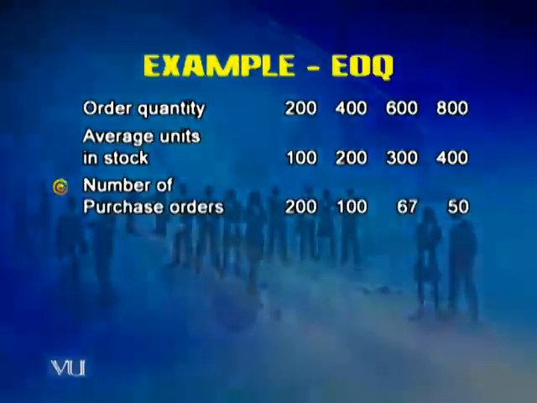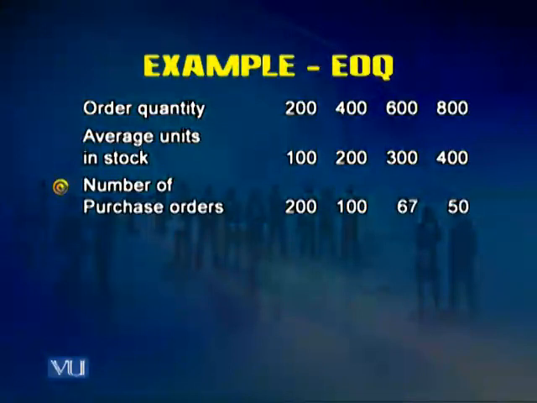So in all these four cases, for 200 the midpoint is 100, for 400 the midpoint is 200, and so forth. So the average stock has been taken as the midpoint. Number of purchase orders, for 200 it's 200, for 400 it's 100, for 600 it's 67, and for 800 it's 50.